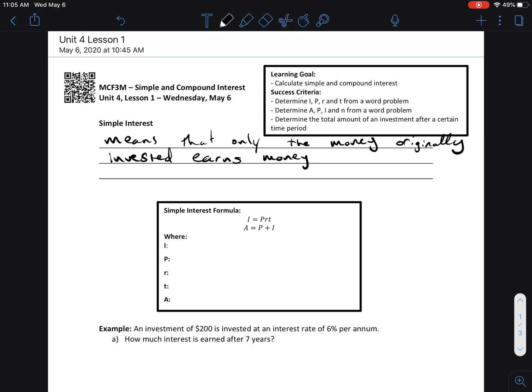You're going to see that if you only have so much money and you invest it, you're basically going to earn the same amount of money every single month or every single year that you would have earned in month 1. That's basically simple interest. So if we go down here to the simple interest formula, you're going to see that I stands for interest, so the amount of interest that you're going to earn. We could write that in here.